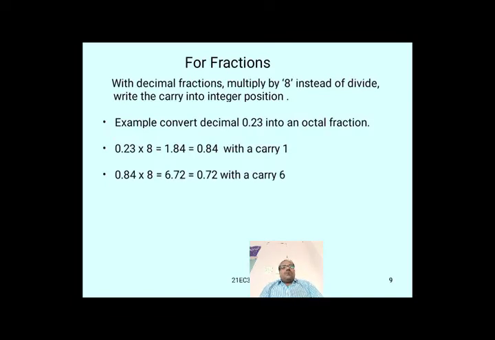Next, whatever output we have gotten from that multiplication is taken in the second line, that is 0.84 into 8. We get the value 6.72. Here in 6.72 the integer is 6. We are taking that value to the carry. We get the value 0.72. Again we want to perform the multiplication. So 0.72 into 8 equals 5.76, that is 0.76 with a carry 5.